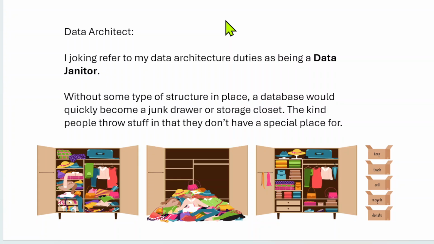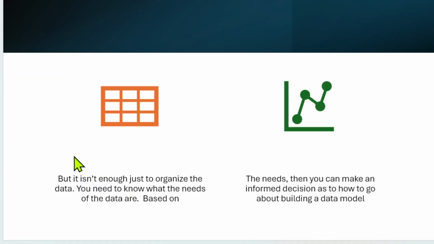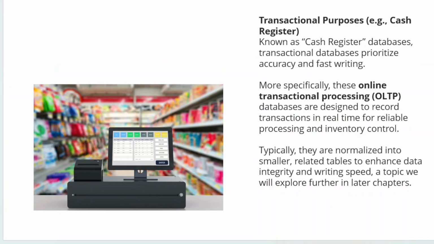And that's the job of a data architect, to take this disorganized data and place it in some kind of structure that people can access and use. Okay. But it's not enough just to organize the data. You need to know what the needs are. These needs can drive informed decisions about how you're going to build the data model. Because the data model is what we're really going to talk a lot about here in this class, how we're going to build out the model that will become our database.